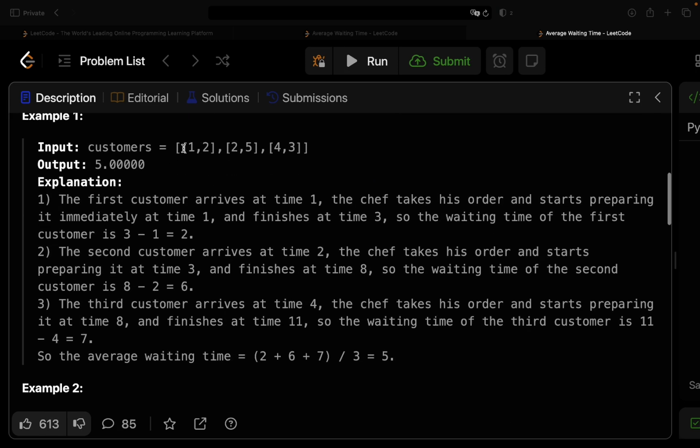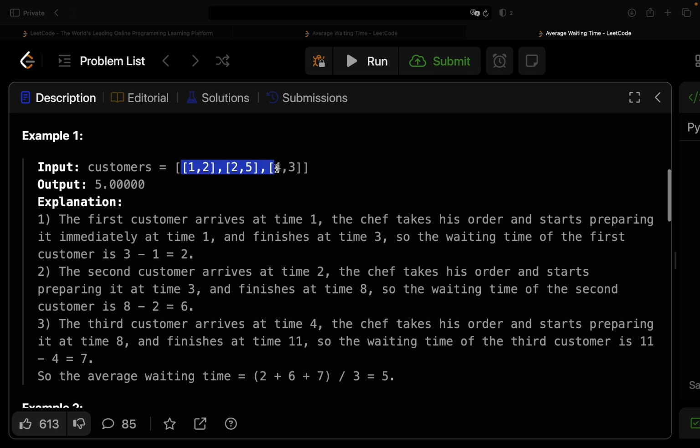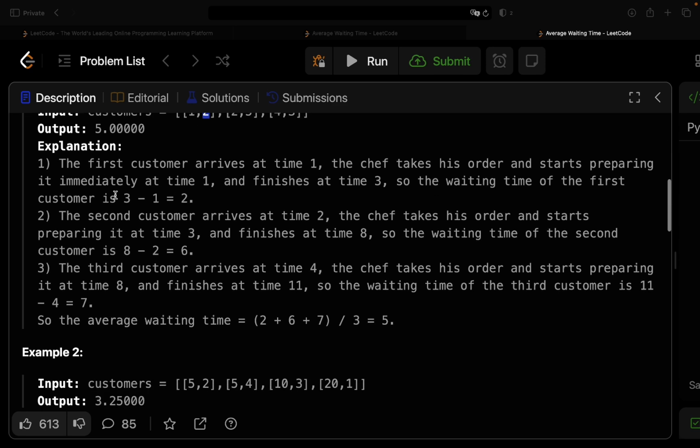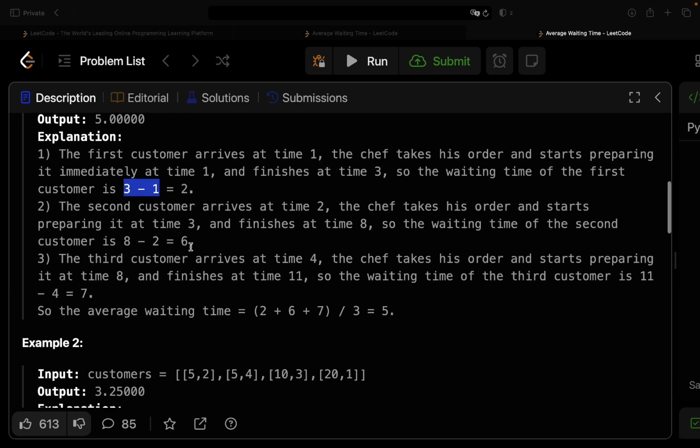So you can see in example 1, we have 3 customers. The first customer arrived at time equal to 1, and his dish's preparation requires 2 time units. So in that case, his order will finish at time 3. So he'll be waiting for 3 minus 1, which is 2.